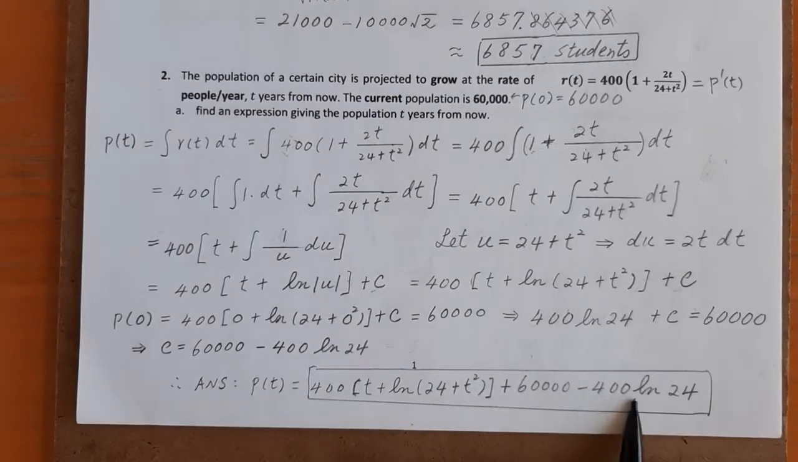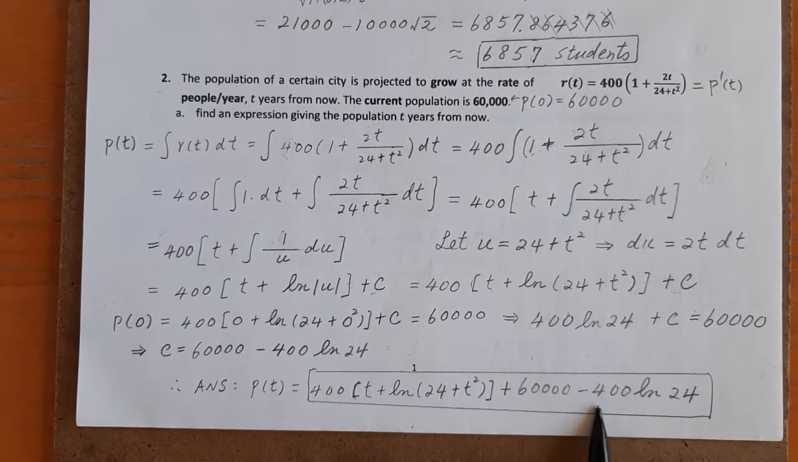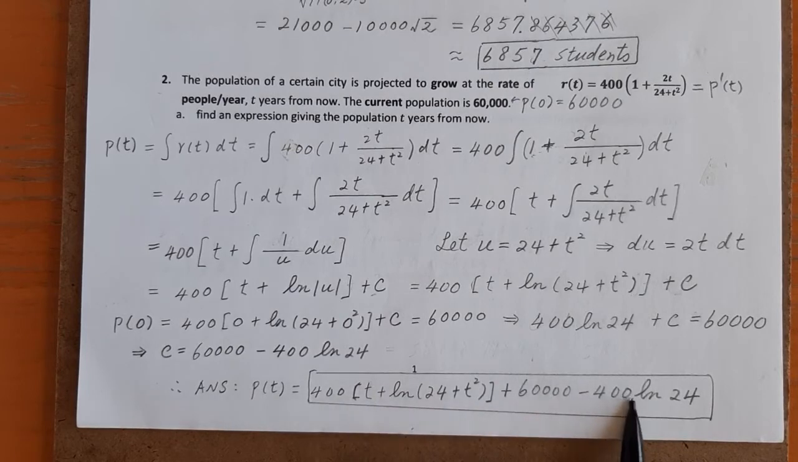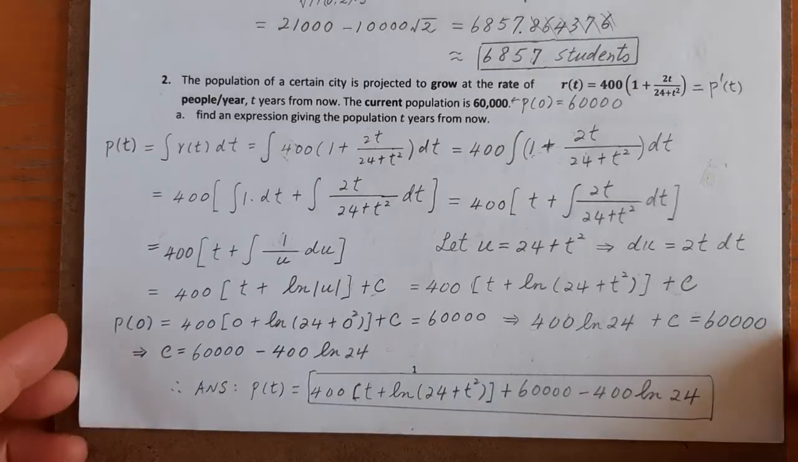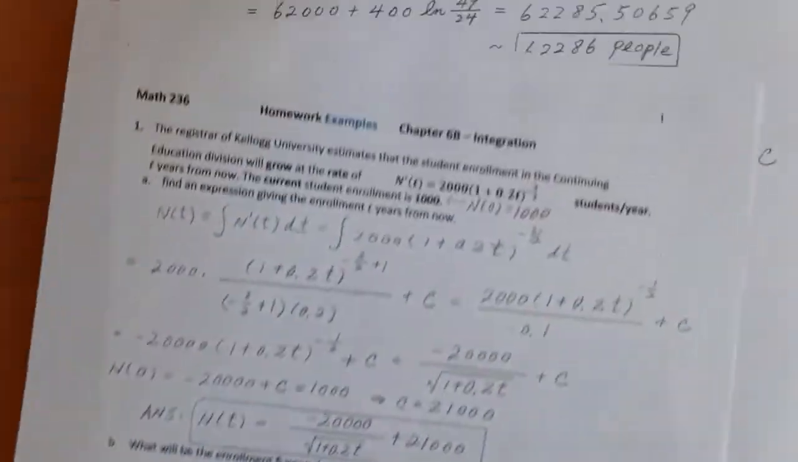And don't use a calculator here. This is an exact number. If you use a calculator, you get a decimal, which is an approximate number. So this is the exact number, and then this is the expression.